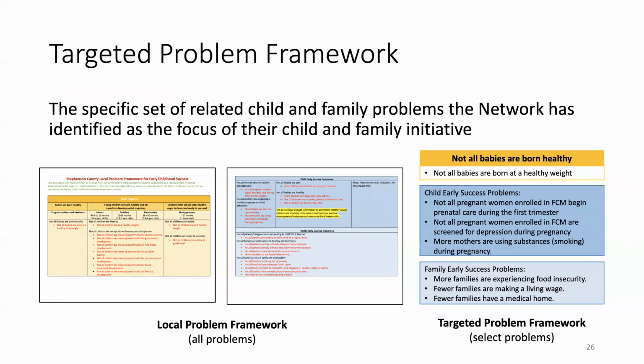So the targeted problem framework then, as we said earlier, is the more specific set of related child and family problems the network has identified as the focus of their child and family initiative. So here again, you're seeing the first 2 pages of the local problem framework. The third page, obviously, and other pages would have all the detail.